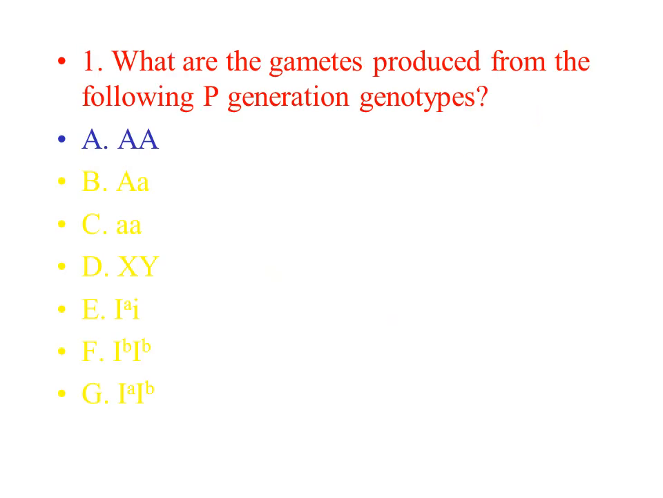Here's another question. What are the gametes produced from the following P generation genotypes? So if we have big A, what we're asking is, if you take that through meiosis 1 and 2, and we look at one of the daughter cells, what will be in a daughter cell?